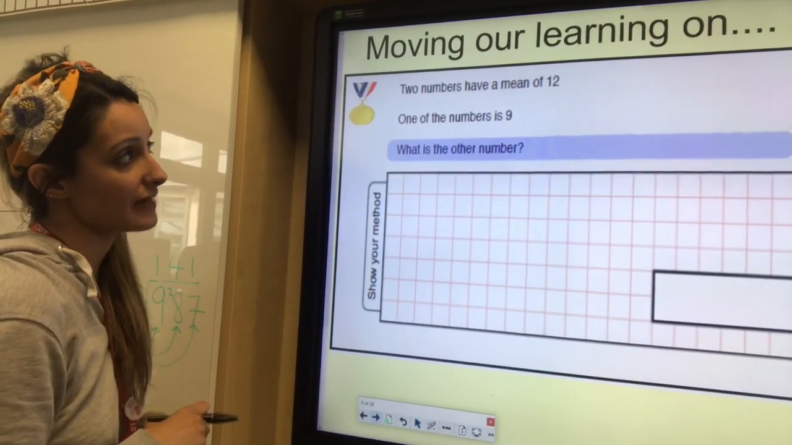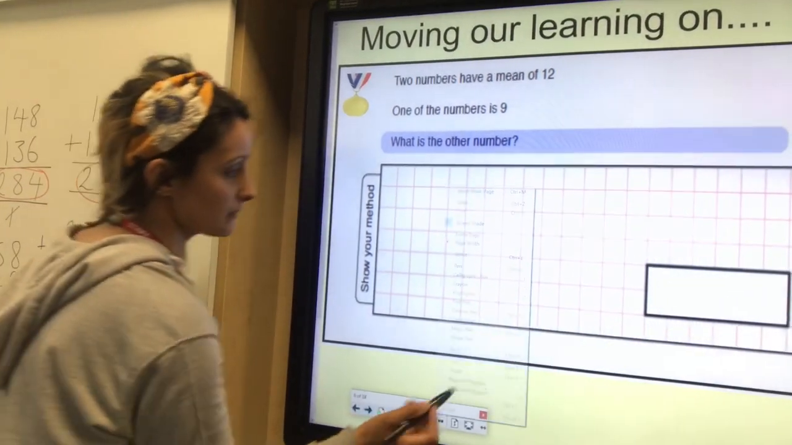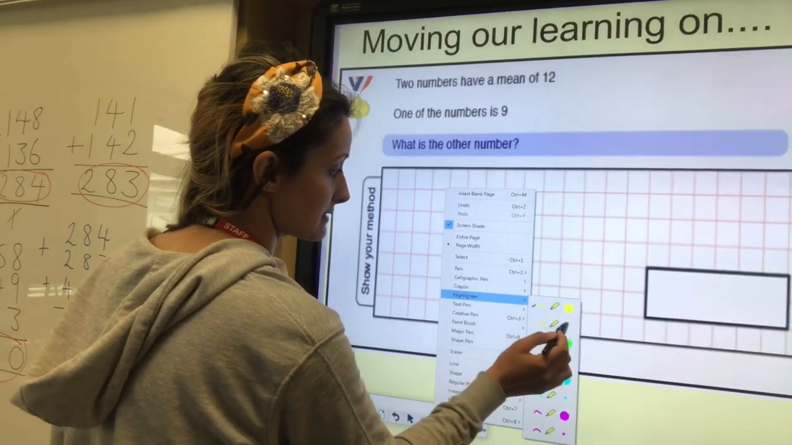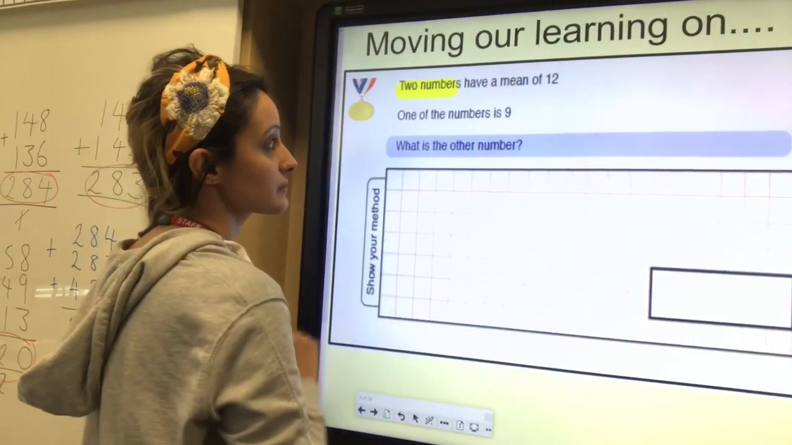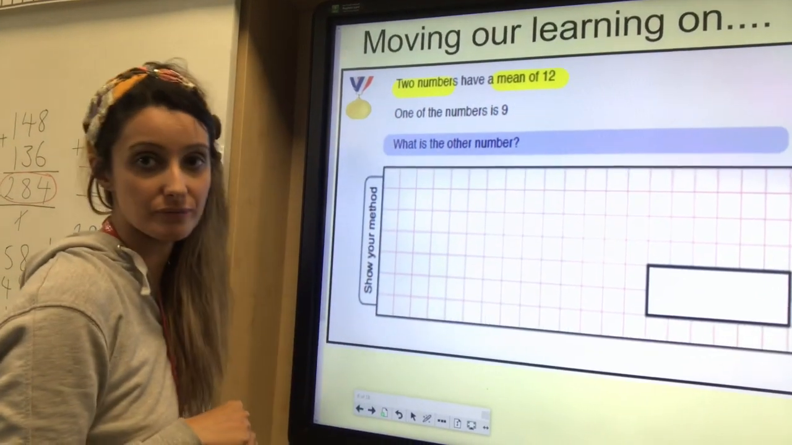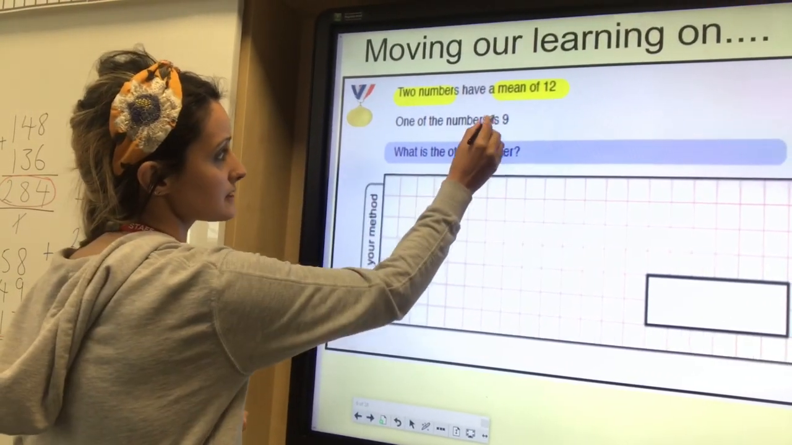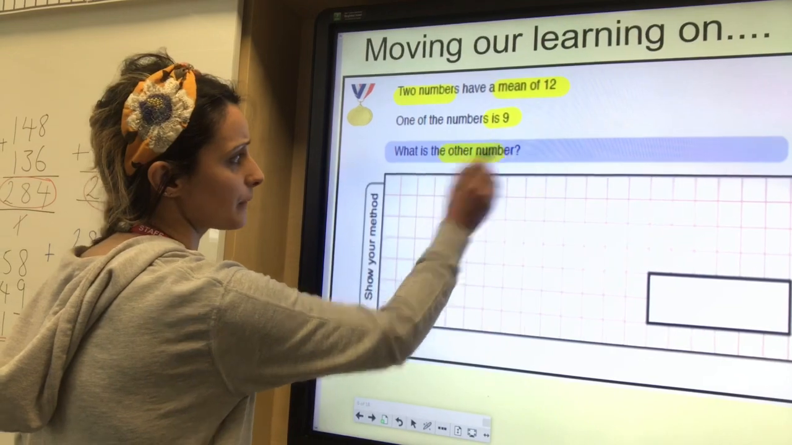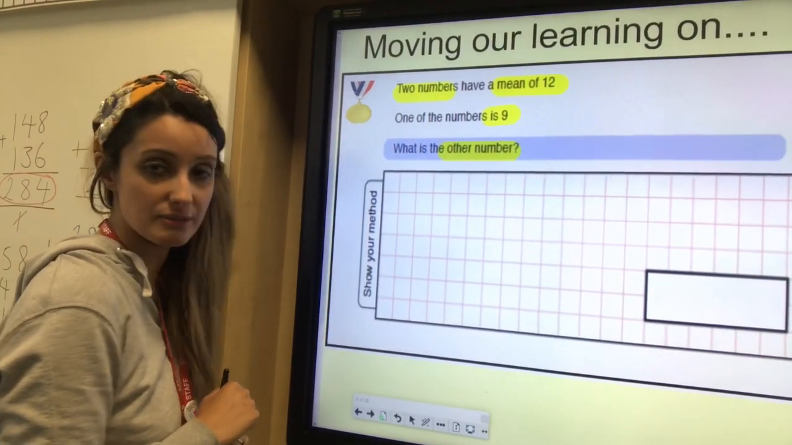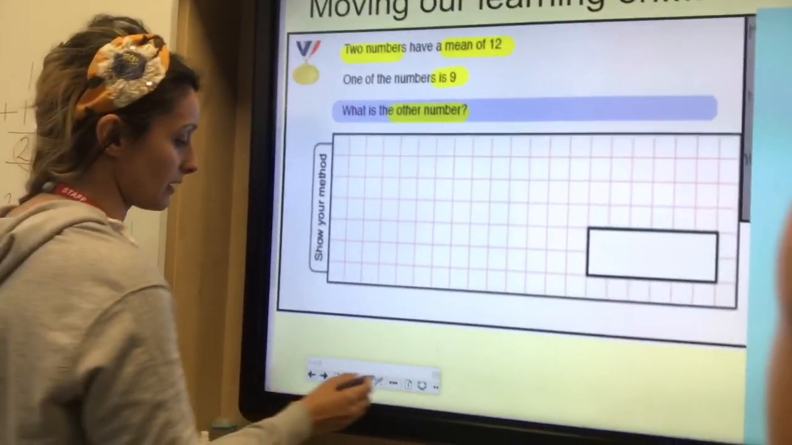2 numbers have a mean of 12. So actually, what information am I having here? They're telling me that I've got 2 numbers and they've got a mean of 12. So my answer is 12. One of the numbers is 9. What is the other number? Okay, that's what they're asking me. They're not asking me to calculate the mean. They're asking me to think about what the other number is.